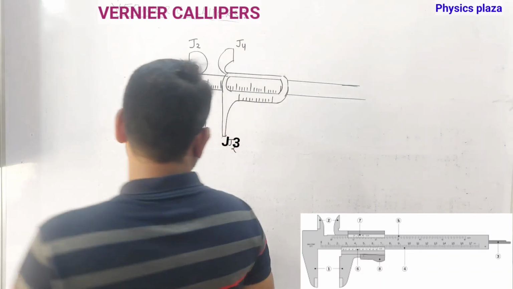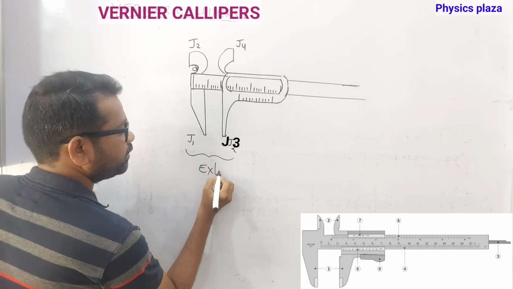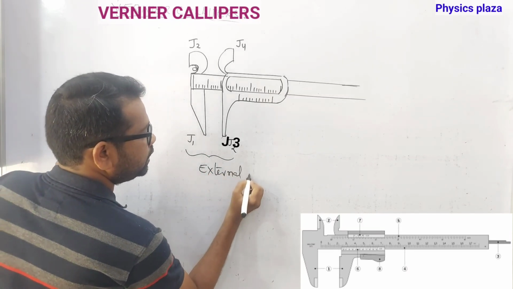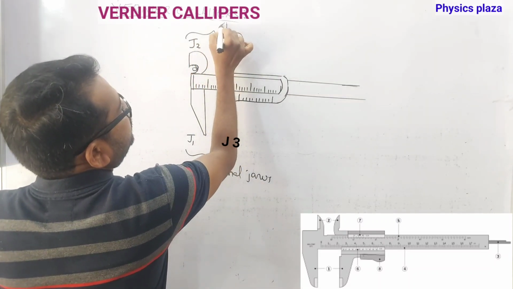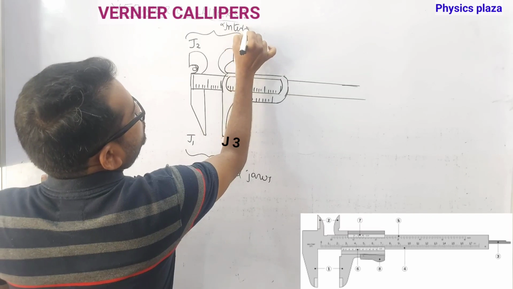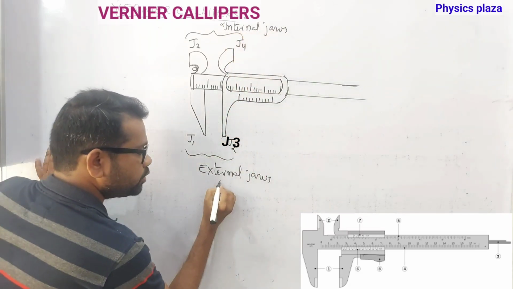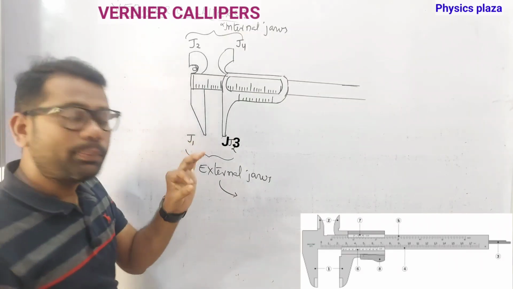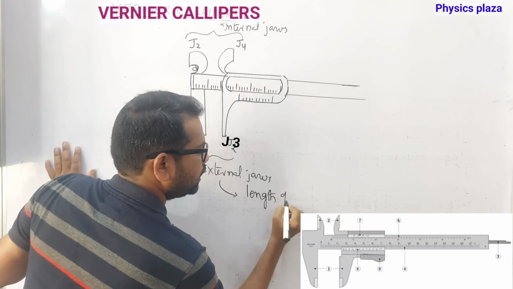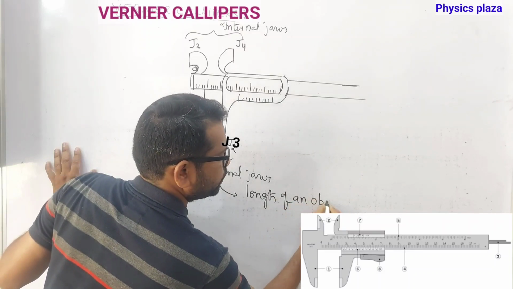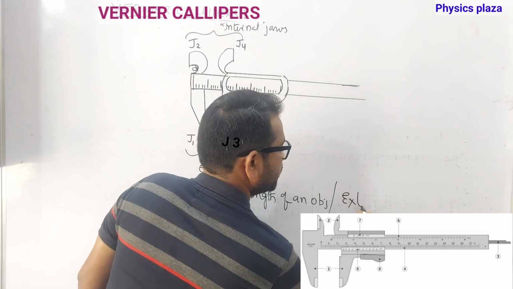And also we have named children J1, J2. These are called external jaws. Very, very important, external jaws. Whereas these two are called internal jaws. So by using external jaws, children, we can measure the length of an object, or we can also measure the external diameter.